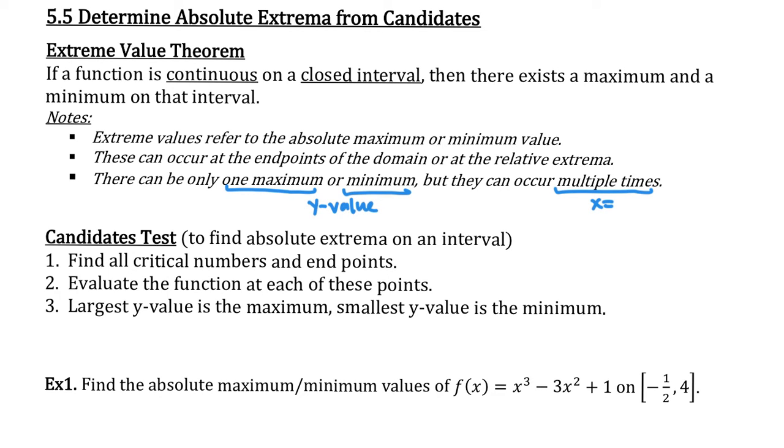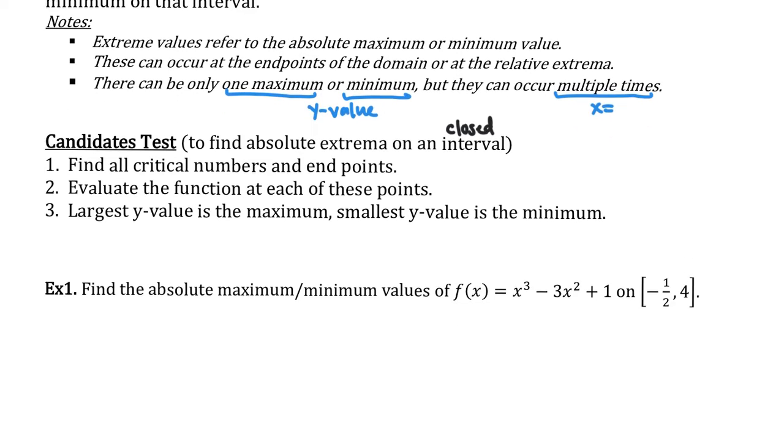Now the way they want you to find the absolute extrema is what they call the candidates test. This can be used to find the absolute extrema on a closed interval. It needs to be closed so you can include the endpoints. We're going to find all the critical numbers and the endpoints, and evaluate the function at each of these points. The largest y value is going to be the absolute maximum, and the smallest y value will be the absolute minimum.